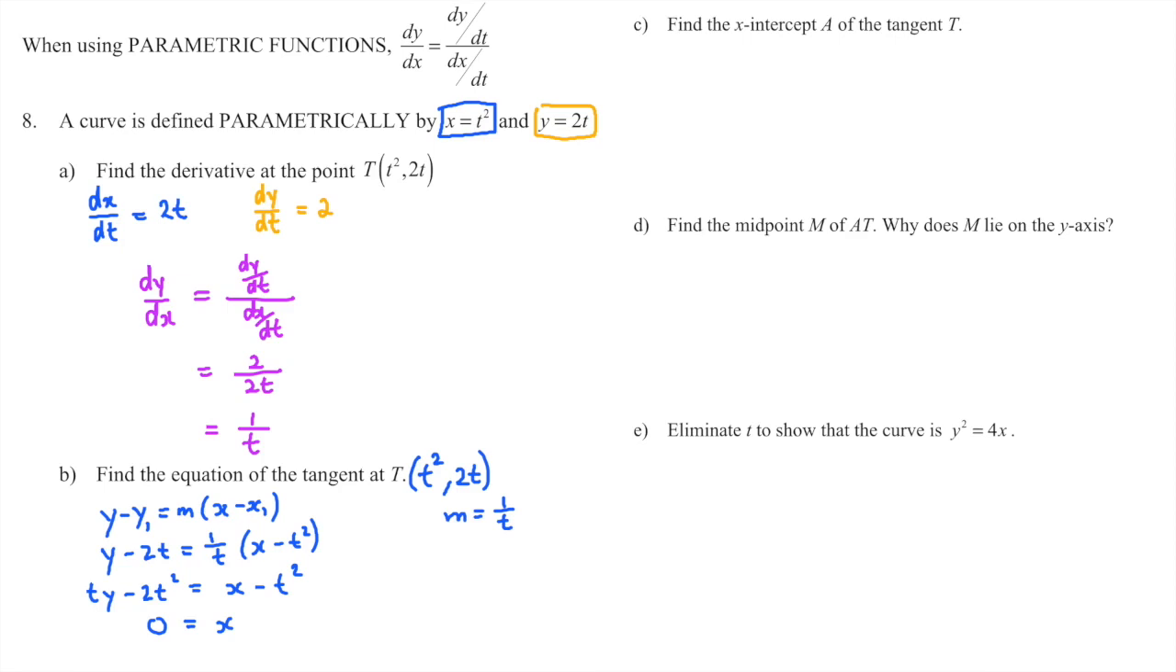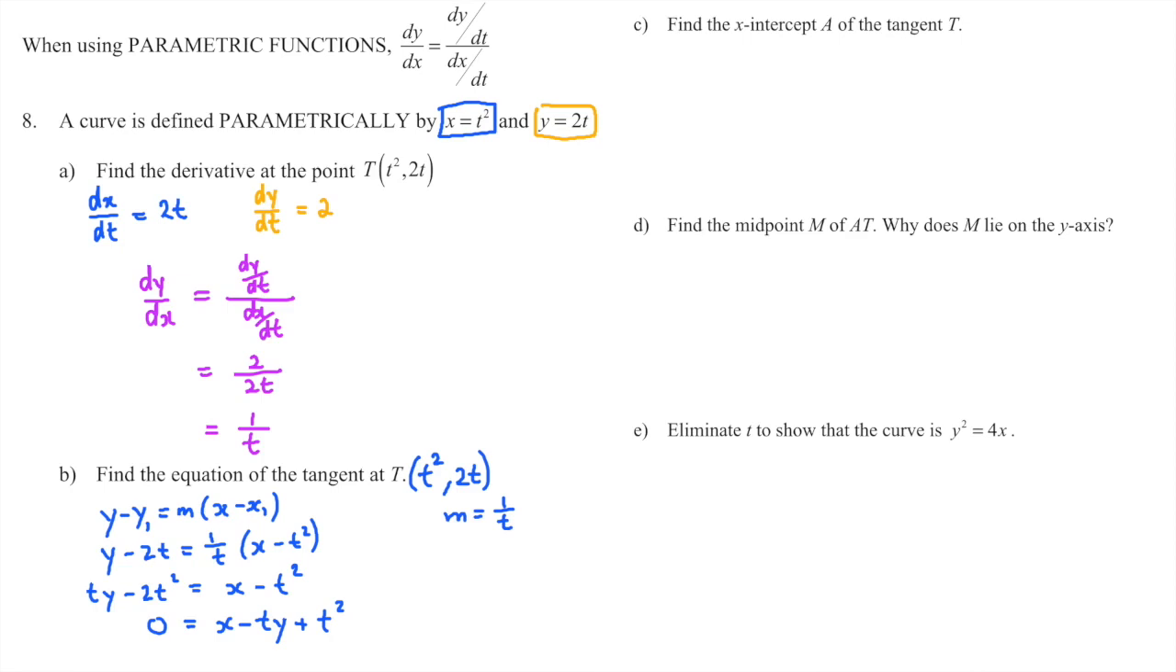So x is there. I'm going to minus ty from both sides, and I'm going to add 2t squared. So on adding 2t squared, I'll get plus t squared. That's in general form.